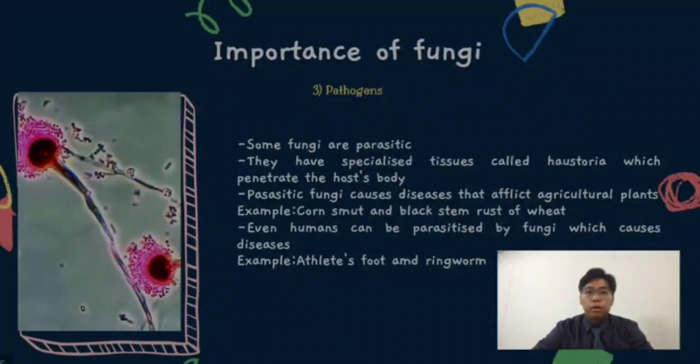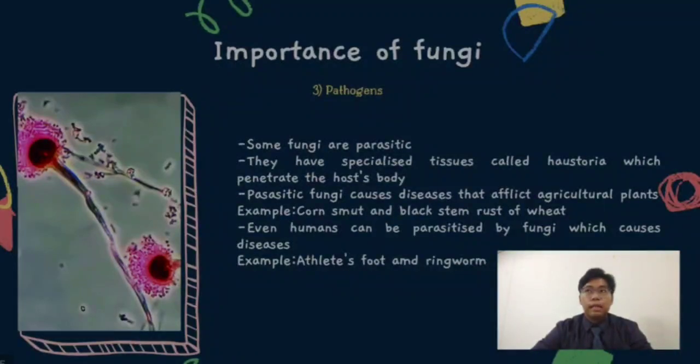The next importance of fungi is that they can act as pathogens. Not every fungus is good, and some fungi are parasitic. They have specialized tissues called haustoria, which penetrate the host body. Parasitic fungi can cause diseases that afflict agricultural plants, for example, corn smut and black stem rust of wheat.